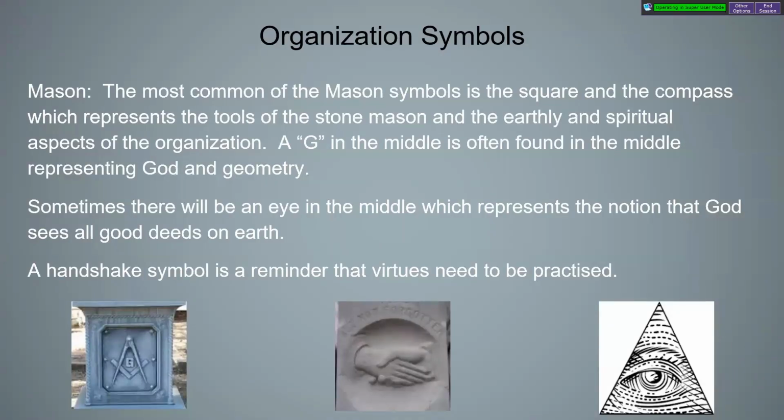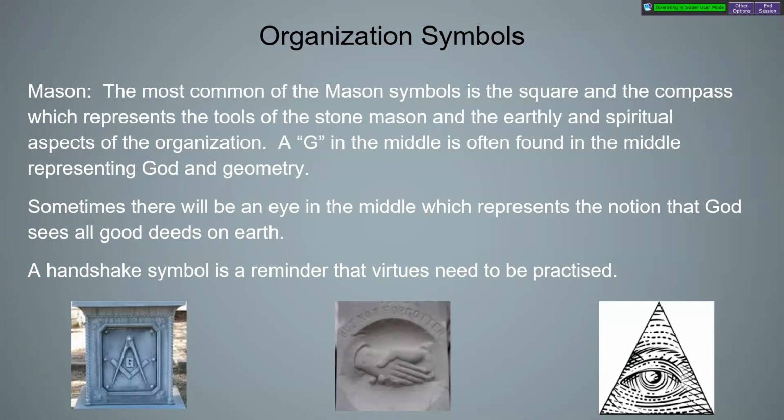There are a lot of organization symbols out there, not so much today, with the exception of the Masons, as there were years ago. So the Mason is the most common symbol, and it's usually the square and the compass, which represents the tools of the stonemason and the earthly and spiritual aspects of the organization. Now, a G is often found in the middle, representing God and geometry.